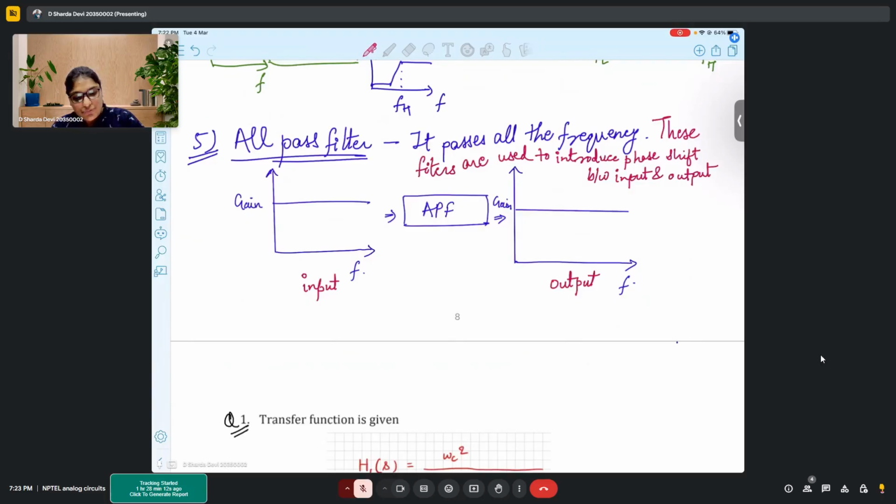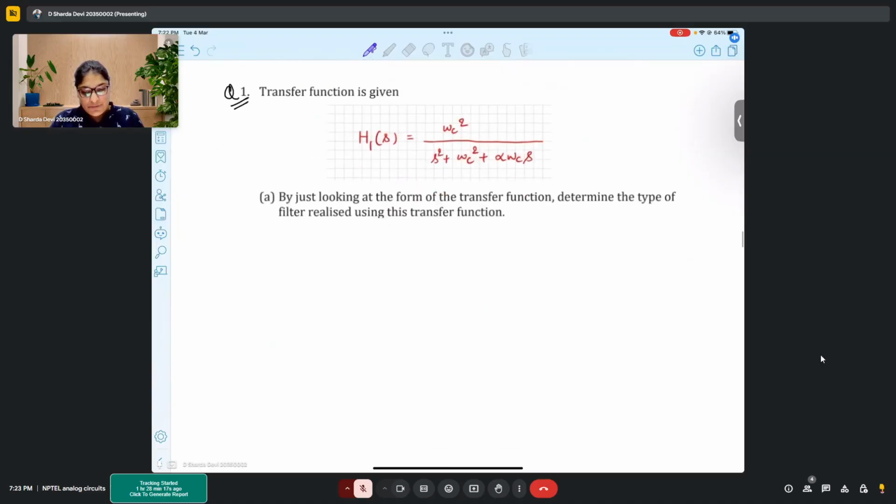Now let's come to the problems that I have decided for today. So this is the first problem. Okay. So here a transfer function is given to us. The idea is, just by looking at the form of the transfer function, to determine the type of filter that can be analyzed through this particular transfer function. So by just looking at the transfer function, how do we decide whether it is for a low pass filter, high pass filter, band stop, or band pass filter?